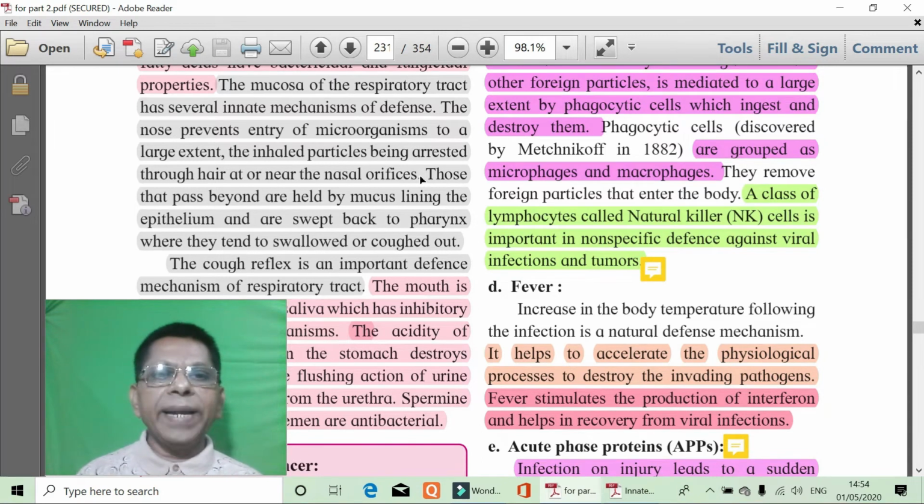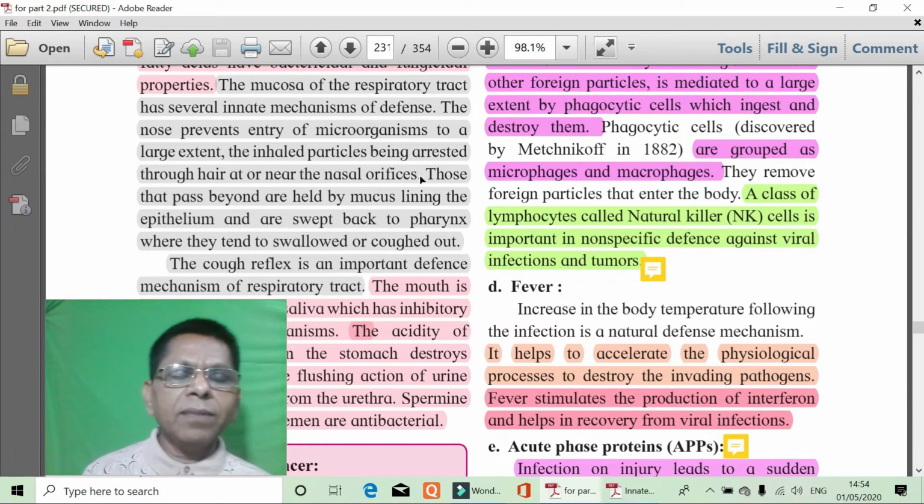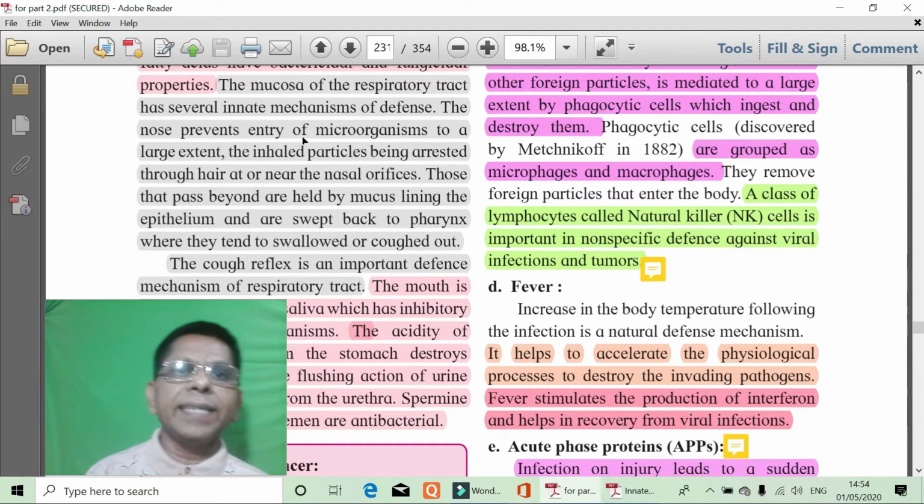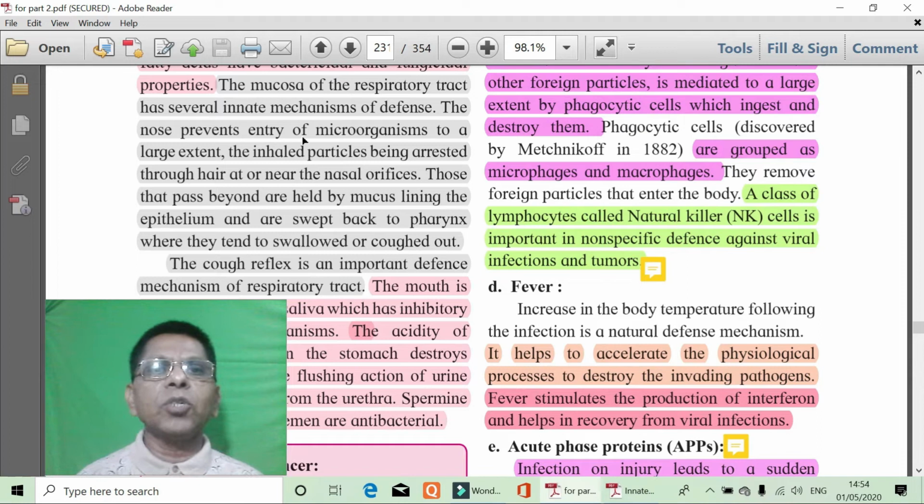So friends, you all know that inside the nose the nasal cavities are present, and the external openings of the nasal cavities are called the external nares, and the internal openings of the nasal cavities are called the internal nares, and the portion which is present between the external nares and the internal nares constitutes the nasal cavities.